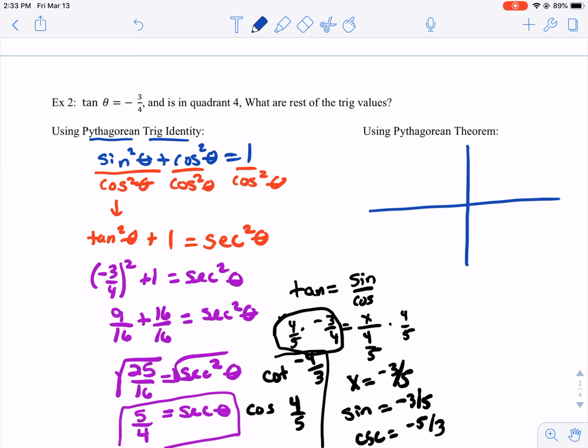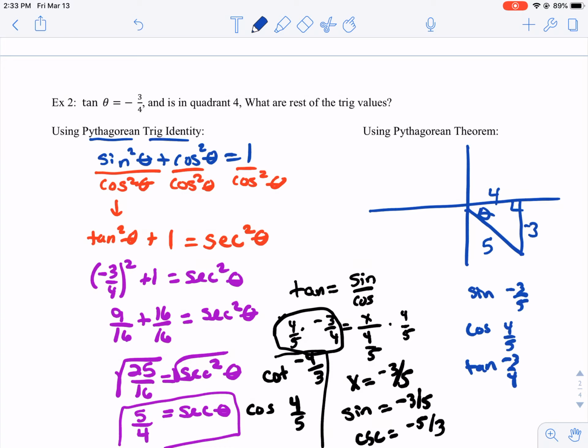Alright, so Pythagorean theorem says I'm in quadrant 4. So here's my angle. Make a triangle. Tan is opposite over adjacent. So we know that's a 3, 4, 5 right triangle. And bam, SOHCAHTOA will get you all your trig functions. So sine is negative 3/5. Cosine is 4/5. Tangent we already had. And then flip them over.